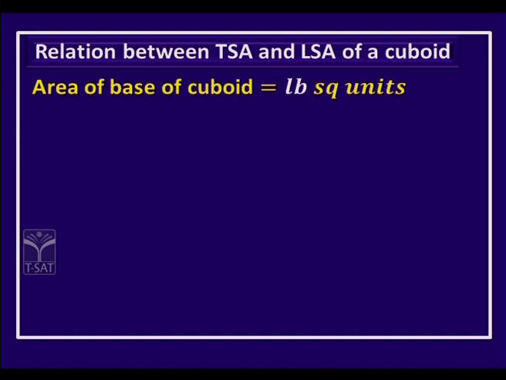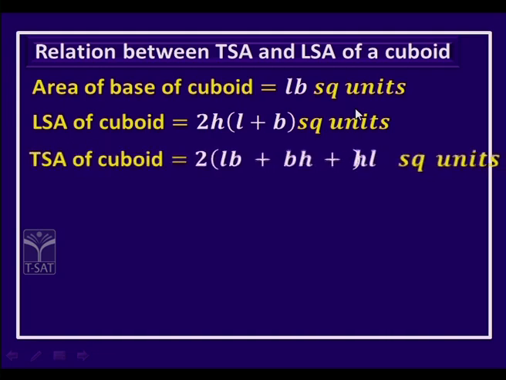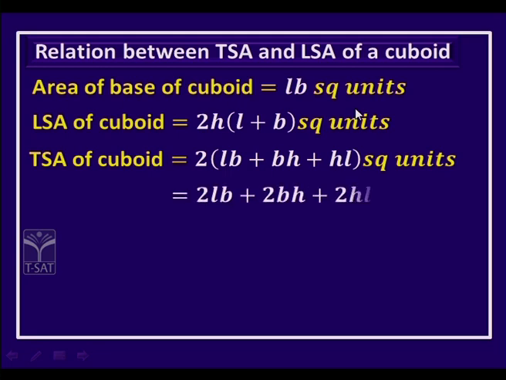So, area of base of a cuboid. So, what is the base, children, of a cuboid? Yes, it is simply a rectangle. So, that means, area of base is nothing but area of rectangle, that is L into B square units. Then we have already learned that LSA of cuboid is 2H into (L plus B) and TSA of cuboid is 2 into (LB plus BH plus HL) square units. Now, let us open the brackets, children, here. So, I get 2 into LB plus 2 into BH plus 2 into HL.